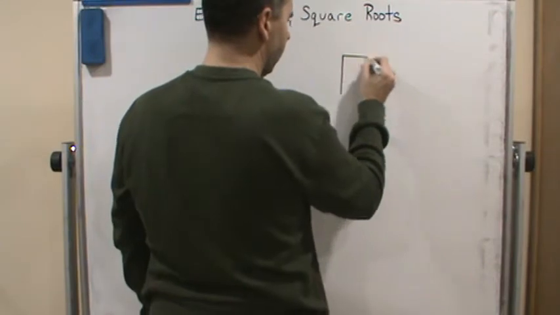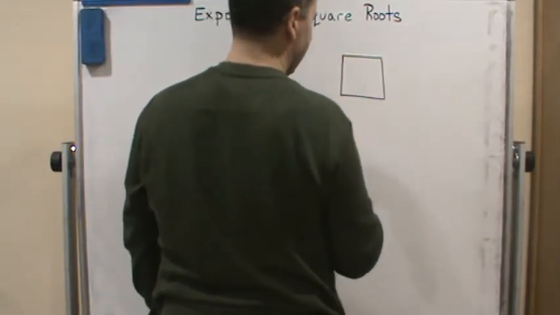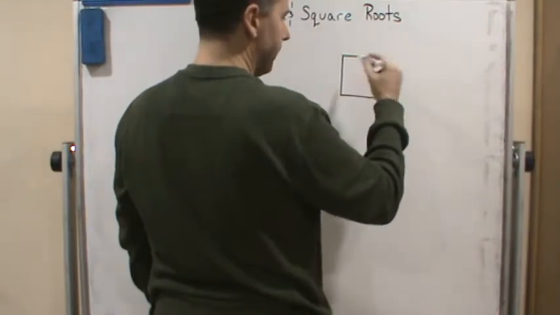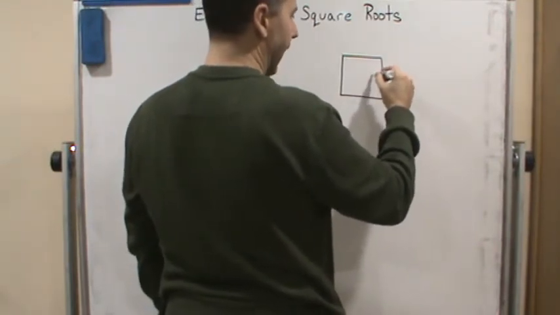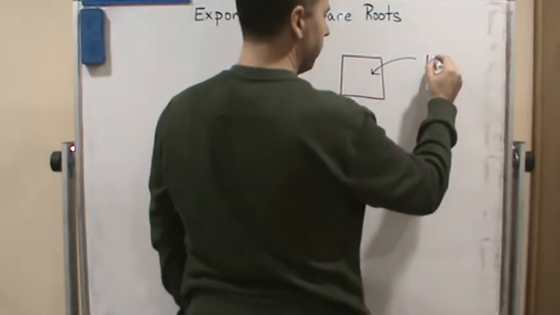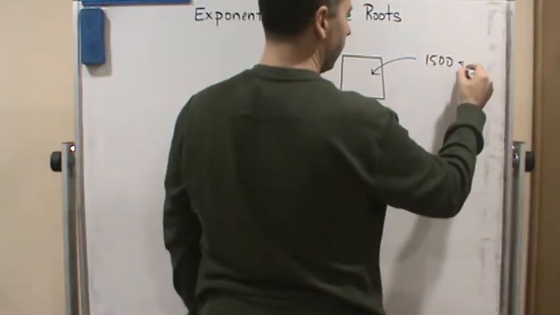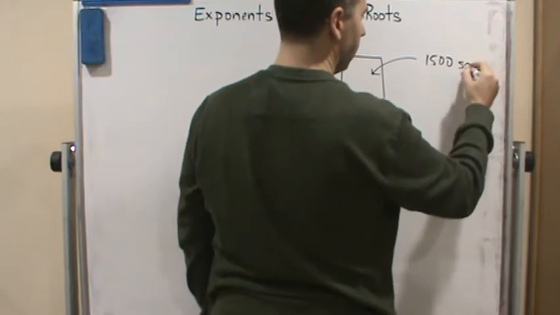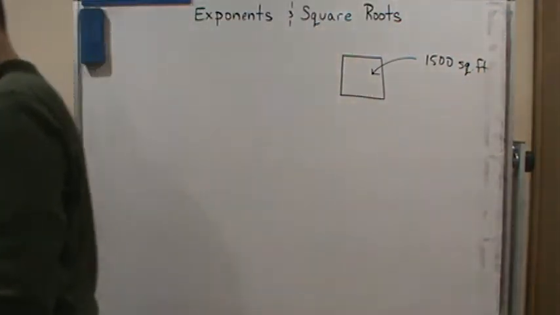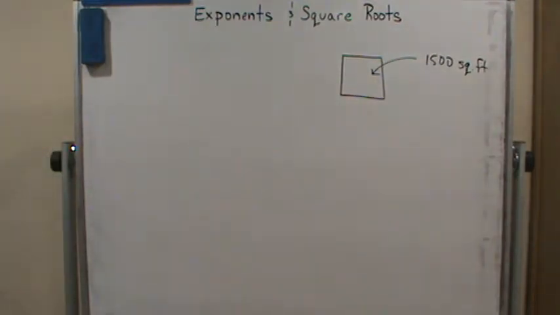So here we have a square lot, and what are they telling us? They want the area of the square lot to be 1,500 square feet, right? Okay.